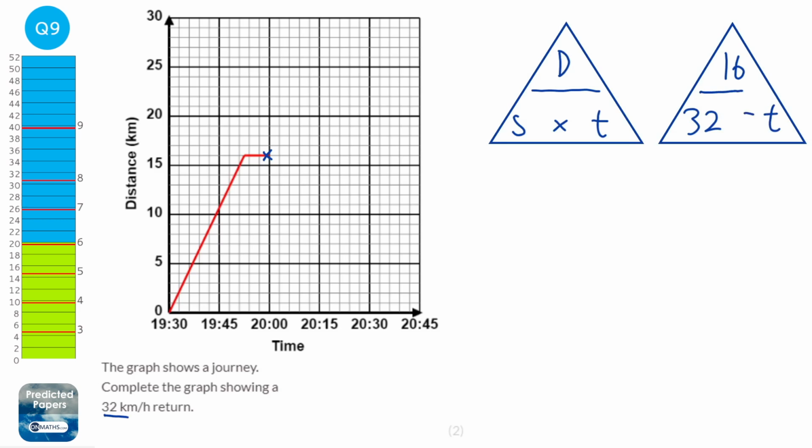So to find the time, we're going to do 16 divided by 32. So the time is a half an hour. And half an hour would bring us, if we start here, half an hour would bring us to 2030 because it's 8 o'clock where we start and we end, therefore, half an hour later.